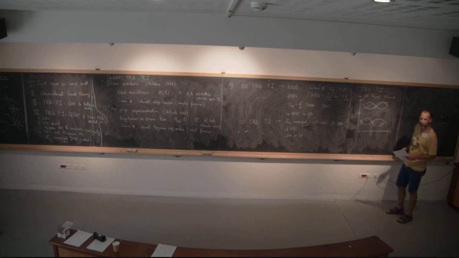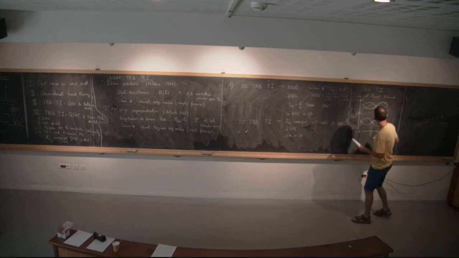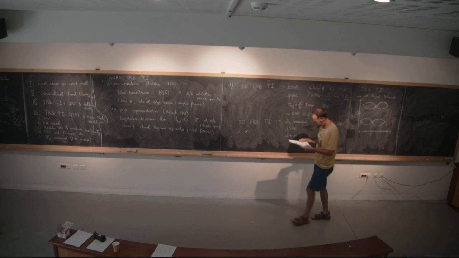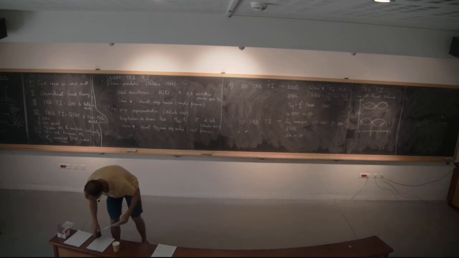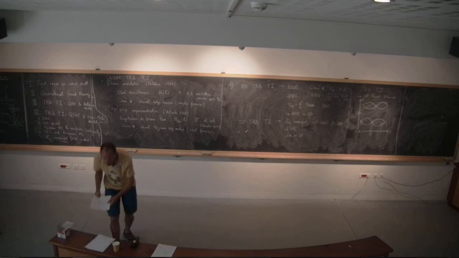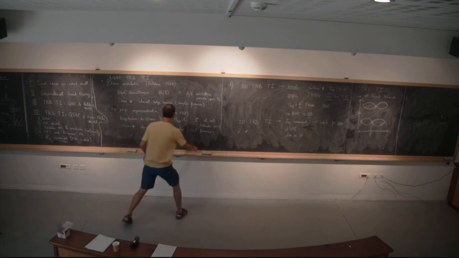So the simplest model has 4 bands, and that's why we're going to study the simplest model possible, which is basically 2 copies of the Haldane model. So this was how Kane and Mele started.